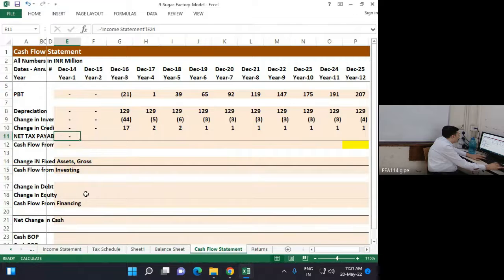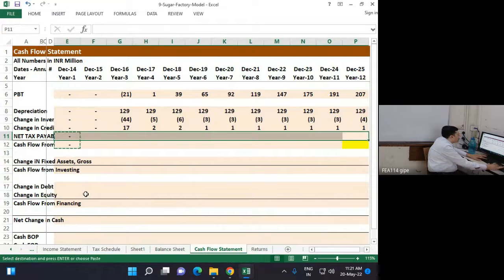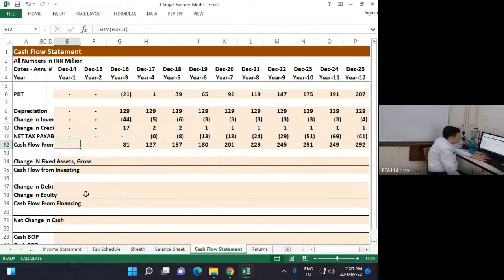पे करना है. 292. Net tax payable, I'm taking it from the income statement. You can also take it from tax schedule. Either is fine. दोनों में से कोई भी लीजिए. आंसर सेम ही रहेगा. And cash flow from operation में सिर्फ ऐड हो रहा है, because we have already shown negative sign to outflow following the cash flow statement convention.